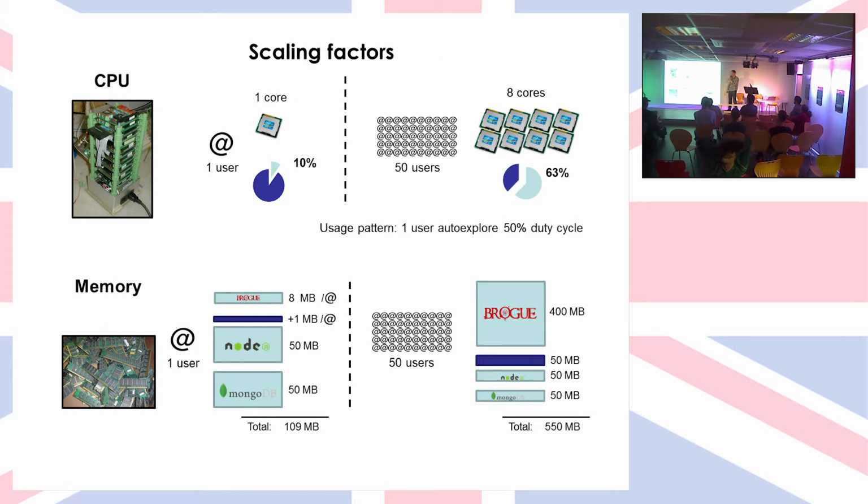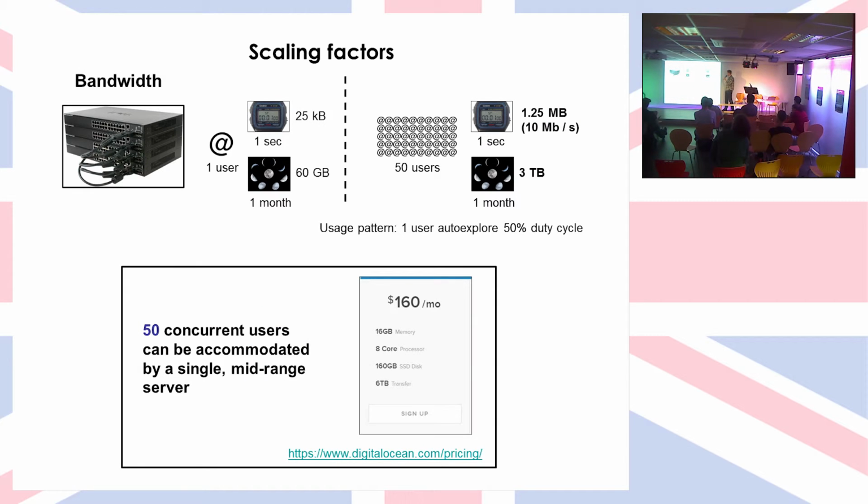So for this little bit of modeling, I considered a single user running Auto Explore about 50% of the time. A single user uses about 10% of one core running Auto Explore on my server. So 50 users would work on an 8-core machine at about 60% utilization. In terms of memory, the base processes use about 100 megs, and Brogue can use about 8. So 50 users would be about 500 megs. Neither of these things look too unreasonable for a 50-user pattern.